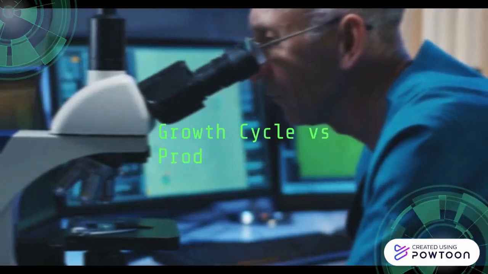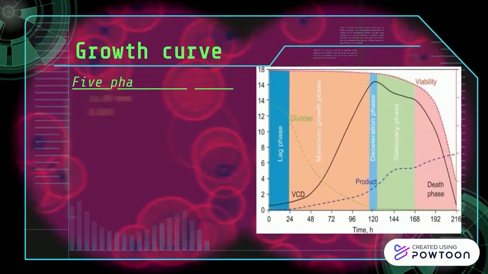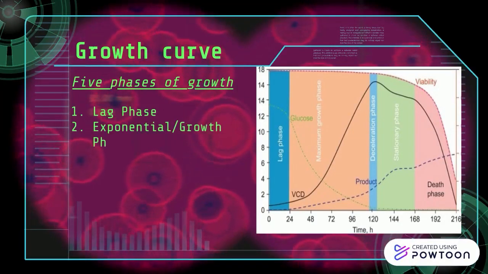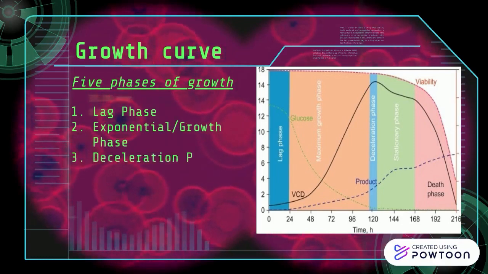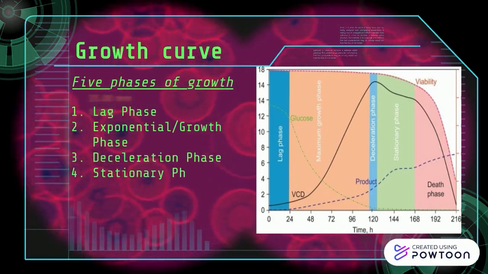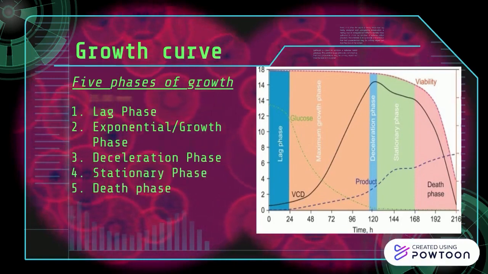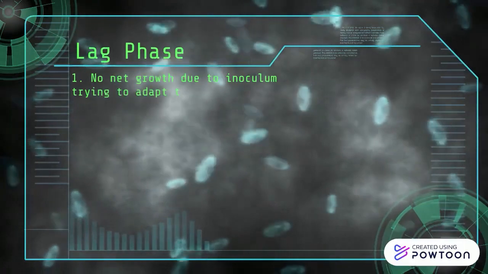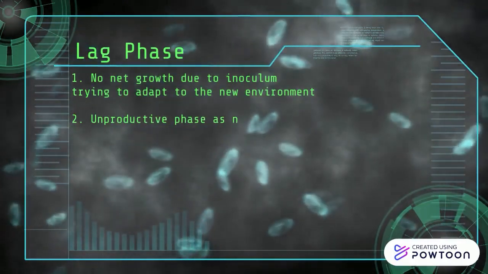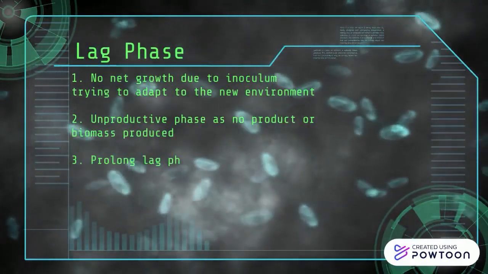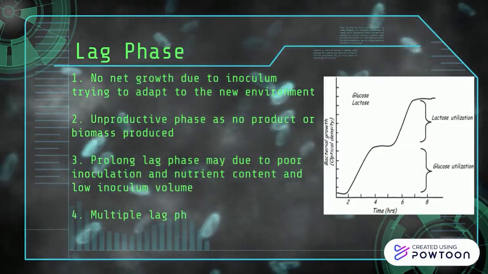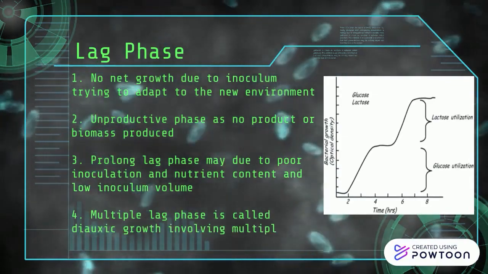Growth cycle versus product pattern. There are 5 phases in the growth curve: lag phase, exponential phase, deceleration phase, stationary phase, and lastly, dead phase. In lag phase, there is no net growth of the cell, and this phase is unproductive because no product is being produced. This phase is prolonged due to poor inoculation or nutrient content, and multiple lag phases are called diauxic growth as it involves multiple carbon sources.